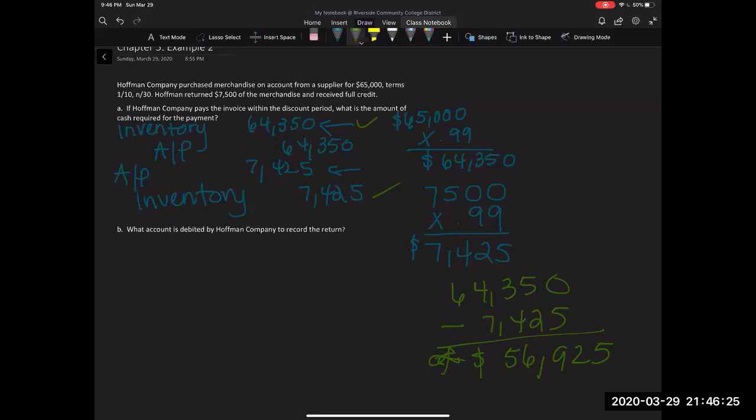All right, it says B, what account is debited by Hoffman Company to record the return? Well, I kind of gave it away, but I'm doing a debit to accounts payable. It is a debit to accounts payable because I am returning it. Therefore, I no longer owe this money. All right, hopefully that made sense.